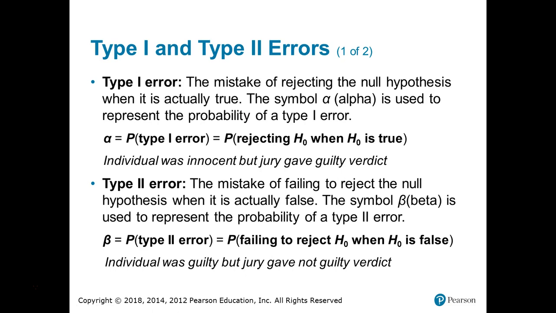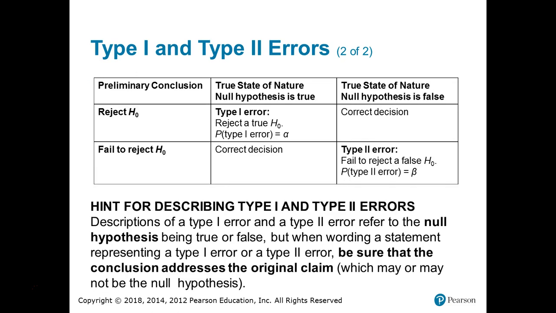So talking about those errors again. Type 1 error is the top left box. That's an alpha, which is saying the individual was innocent, but the jury gave him a guilty verdict. Type 2 error is saying that you have beta. The individual was guilty, but the jury gave a not guilty verdict. And this is kind of like we were talking about before.